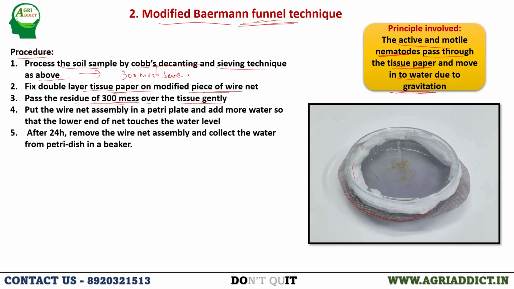Whatever residue is collected over the 300 mesh has to be passed into the setup, that is the wire mesh setup. And this wire net assembly has to be kept in a Petri plate. To the Petri plate you will be adding a little quantity of water. You can see this is the Petri plate. In this Petri plate you will be adding water. Over that you will be keeping the wire mesh.